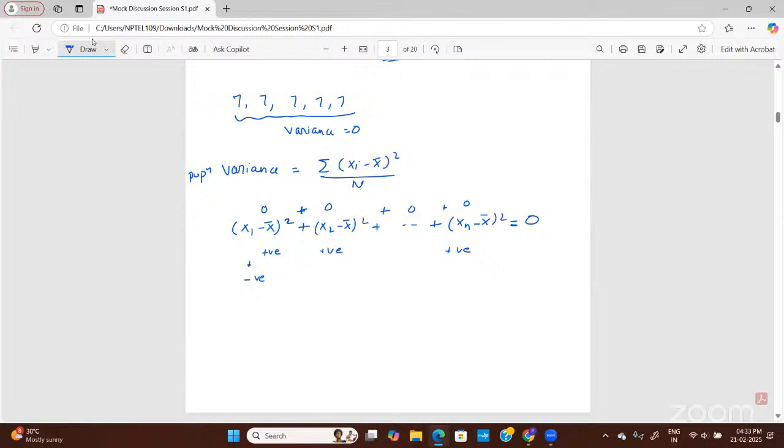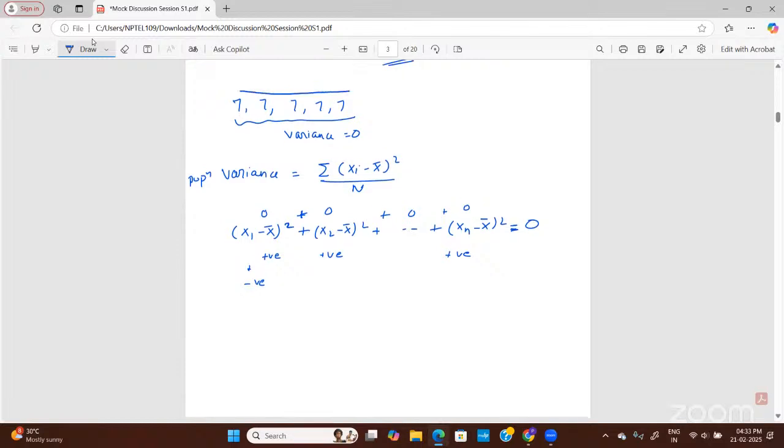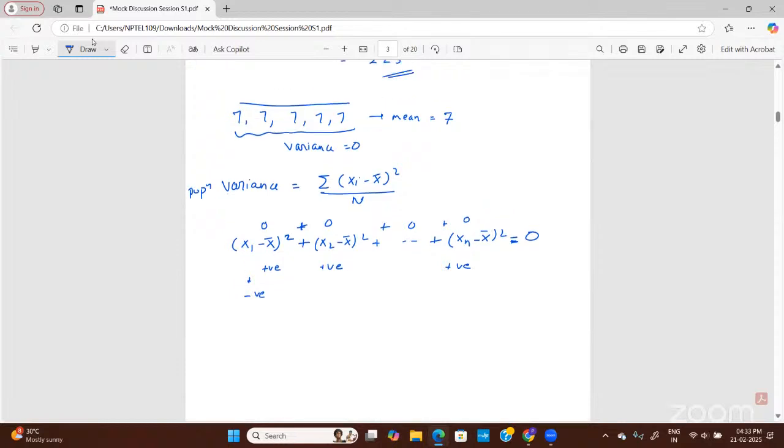Are you understanding what I am saying? That can only be possible, ma'am, when all the observations are the same and their mean is also the same. Yeah. So we have all the values as the same. If you calculate the mean, then that will also be equal to the data points, which is 7 here. So it will be like 7 minus 7 whole square plus 7 minus 7 whole square, right? So then it will be 0. All these squared deviations will be 0, and then only their summation will be 0.